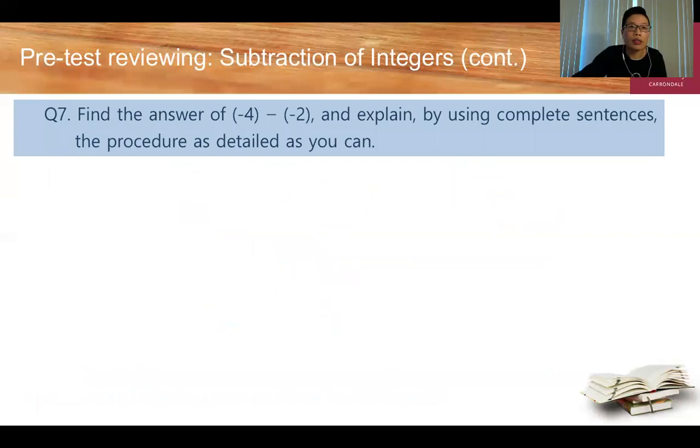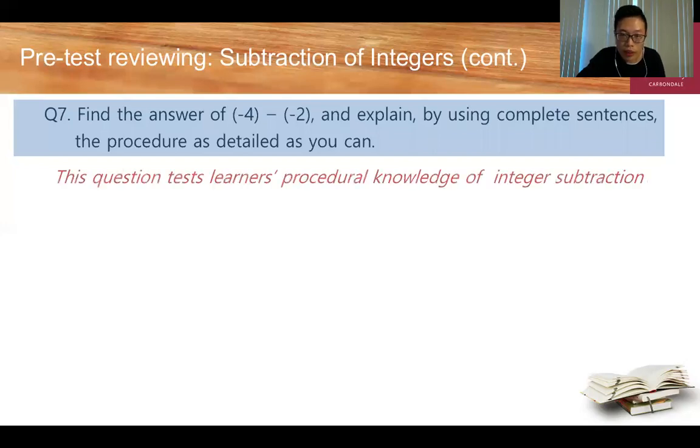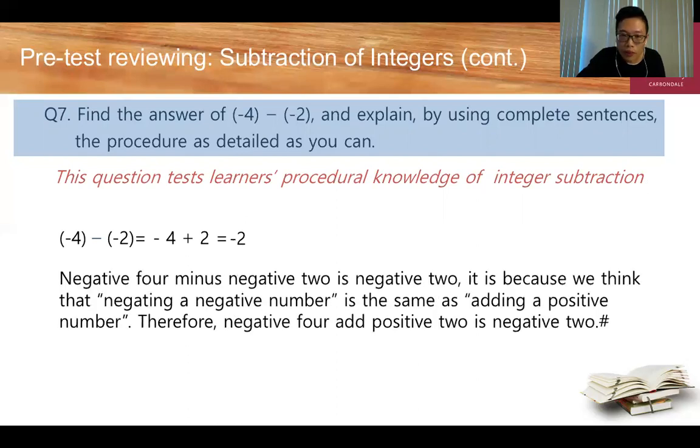All right, let's keep moving forward to question 7. Well, this is a procedural knowledge question, okay? So here's my answer shown on the slide. -4 minus -2 is -2. It's because we think that negating a negative number is the same as adding a positive number. Therefore, -4 add +2 is -2.